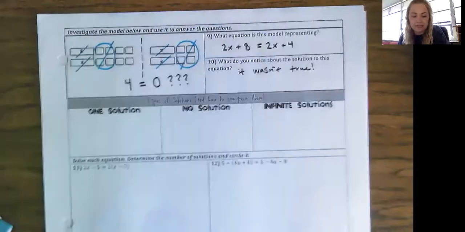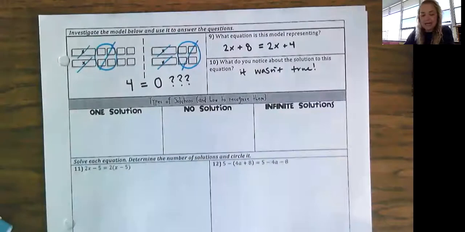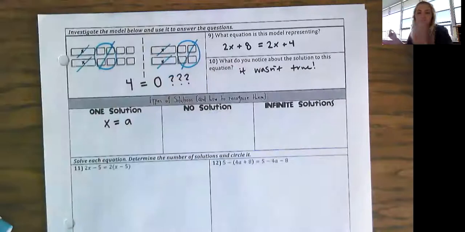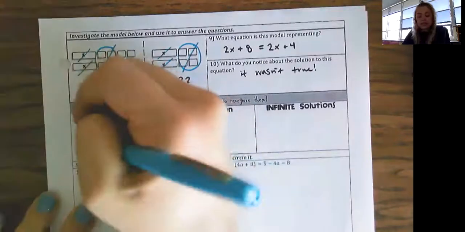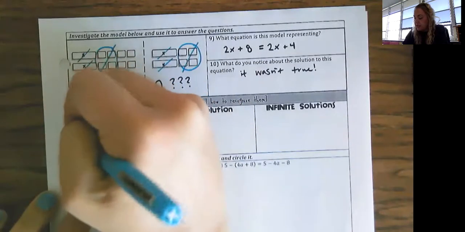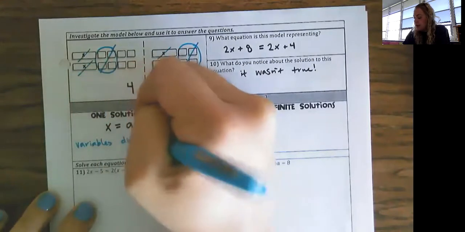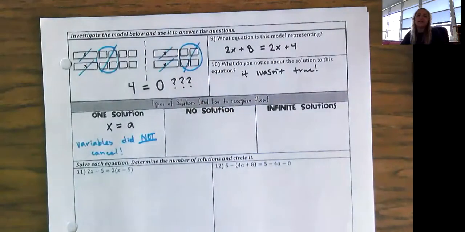We talked about these 3 things: one solution, no solution, and infinite solutions. So we'll start with one solution. One solution is when you get an answer like this. X equals, and I'm just gonna say A for some answer, okay? And this works. So the variables did not cancel. If the variables don't cancel, then there's something there at the end, and it works, and your answer is true.